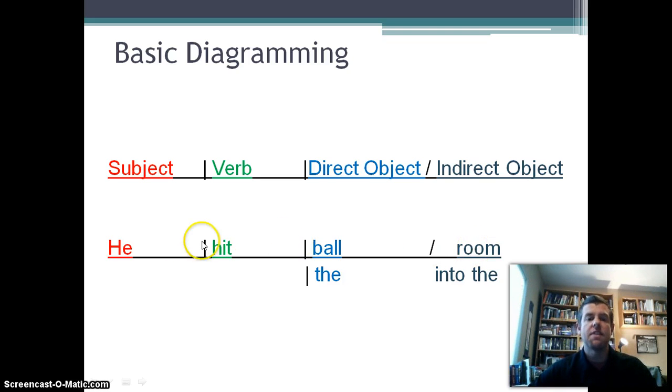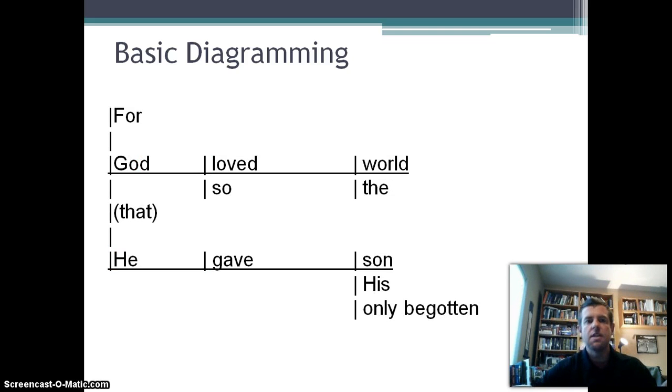So what you have here on the top line are the parts of speech: he, hit, ball, room. And it gets more complicated from there, but if you can try to find the three basic parts of speech and put them on a straight line, and then the words which modify those three basic parts, then you're on the right track. For example, look at here.